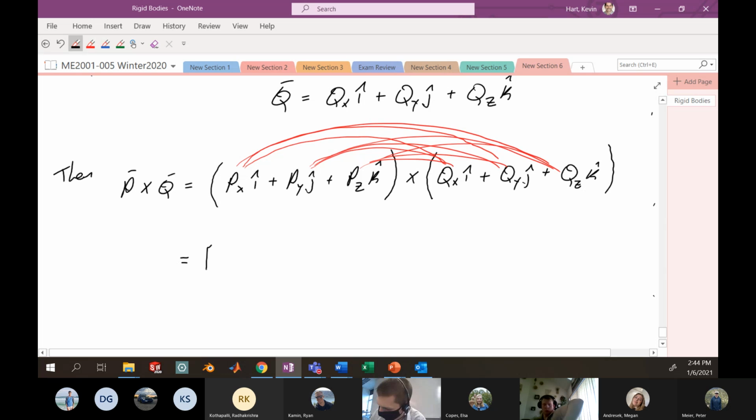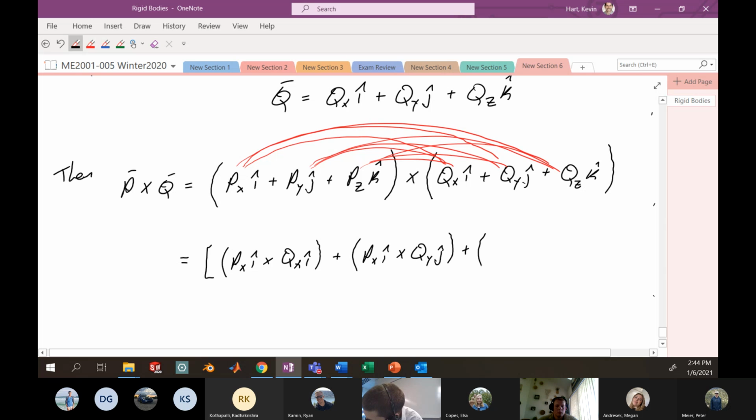So this will be something like Px i crossed with Qx i. It's that first little bit. Plus Px i crossed with Qy j plus Px i crossed with Qz k. All right, that's like distributing this bit to these three guys across. We can do the same with the remaining components.